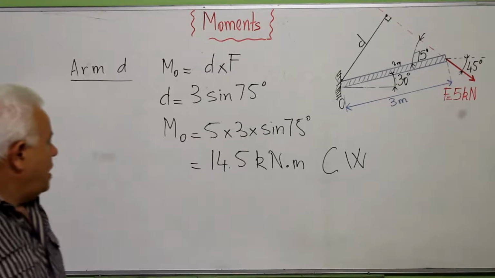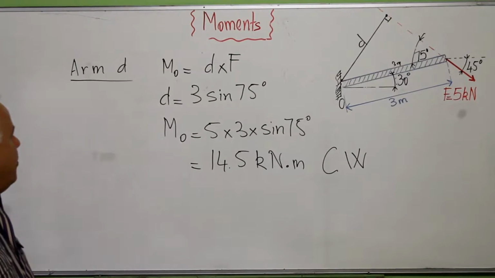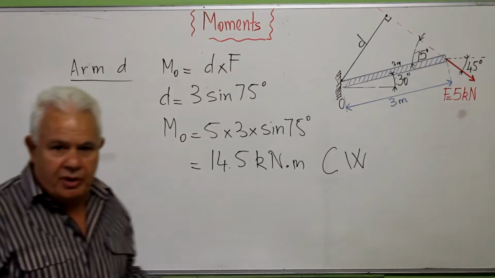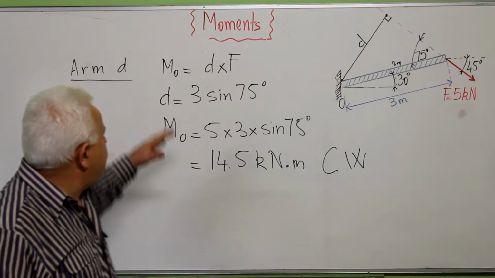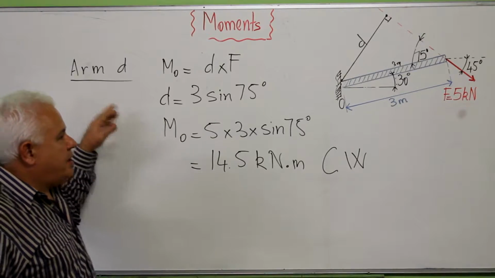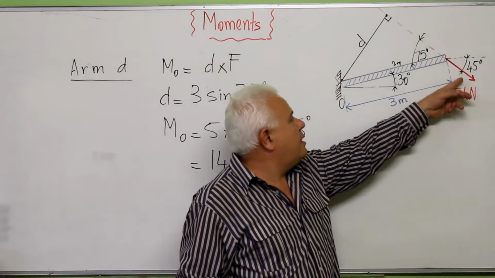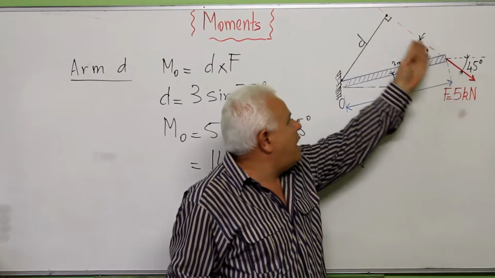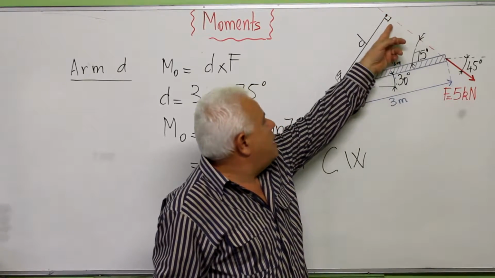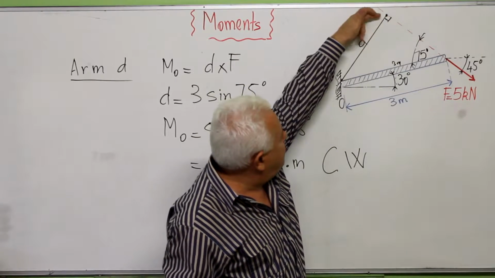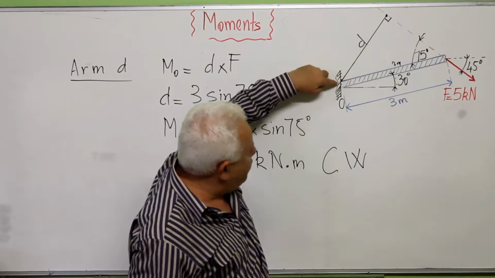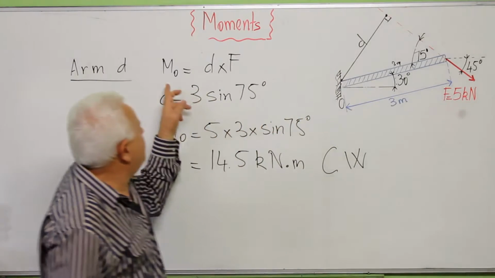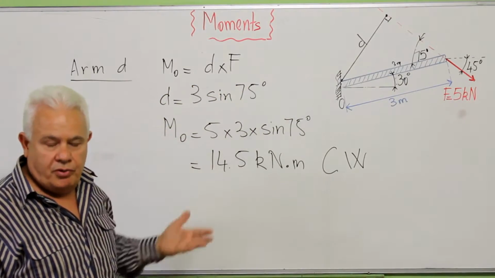This is how we calculate a moment when the force is not applied perpendicularly to the body. We use the arm D. We have to find arm D. I recall how to find the arm D: you have to draw the line of action of the force. From this line of action, you find the perpendicular line to the point where you want to calculate your moment, and you apply the definition of the moment, which is force times distance.